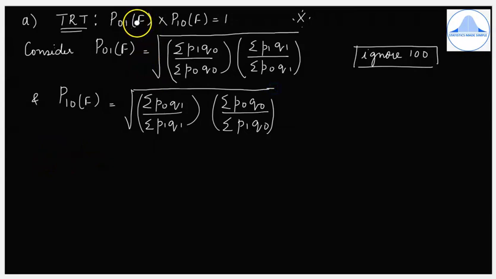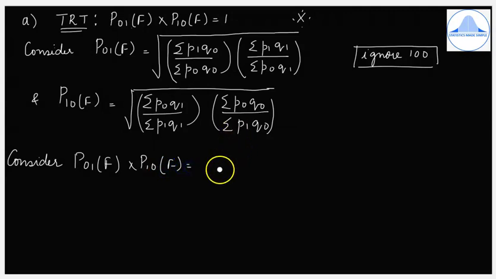Now we have to multiply both these index numbers. That's what is indicated in the left hand side of the time reversal test. So now I will write, consider P01 of F into P10 of F, which is equal to, you draw a long square root and write the totals for all these 8 calculations. So first I will write for summation P1 Q0.